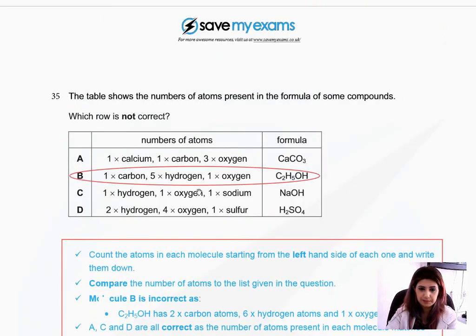35. Which row is not correct? Okay. 1 calcium, 1 carbon, 3 oxygen. Seems okay. 1 carbon, no, it's not 1 carbon. There's 2 carbon. See? This one here, so that's wrong. We have 5 hydrogen, no, that's wrong, because we have 5 plus 1, 6 hydrogen. So that's why it's not correct.